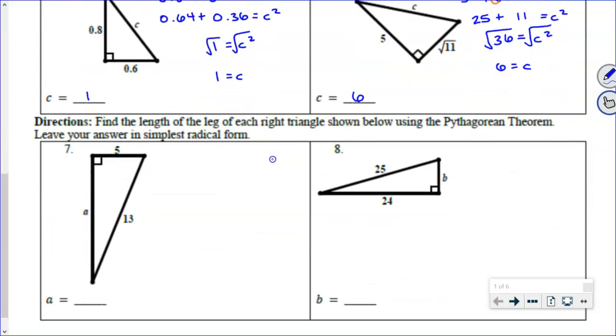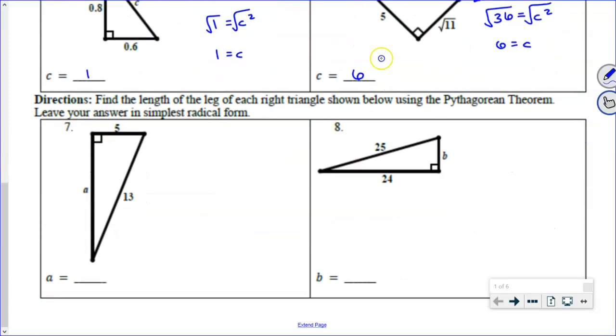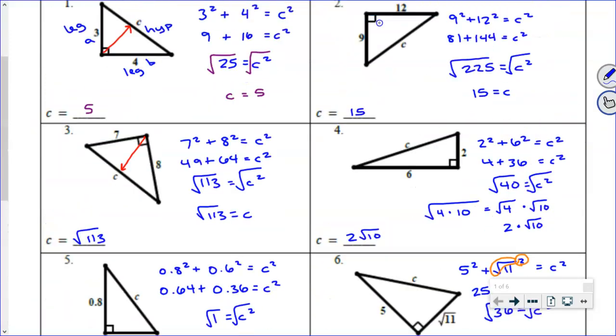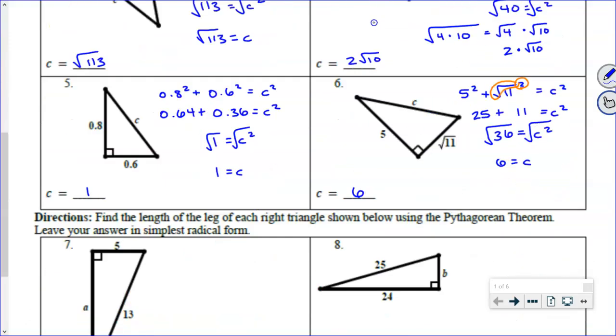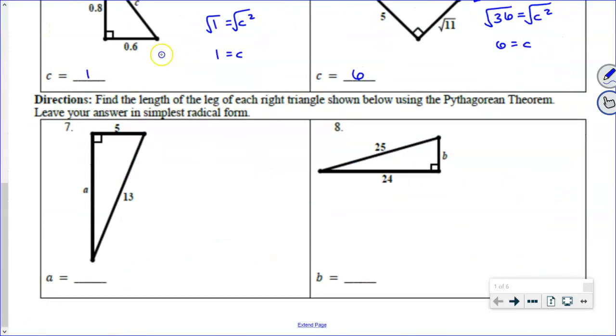And now the next set of problems, they've broken it up for you. They're very, very nice. All of these ones we were finding the hypotenuse. But on these ones, all of these ones we're finding the length of the leg. Notice, here's the right angle. Across from that right angle is what we call the hypotenuse. And notice, we have the hypotenuse. It gave us that length. What is it that I'm missing? The leg.